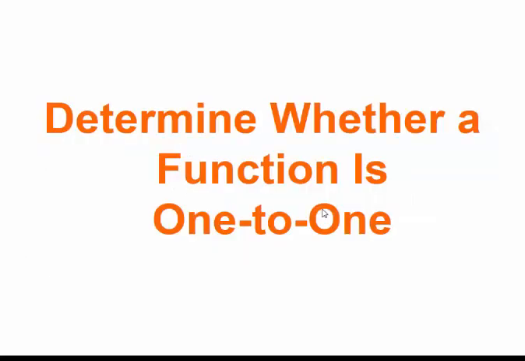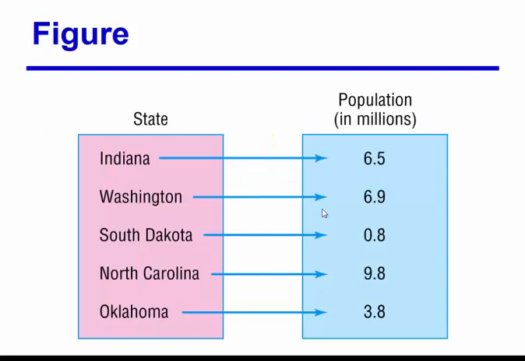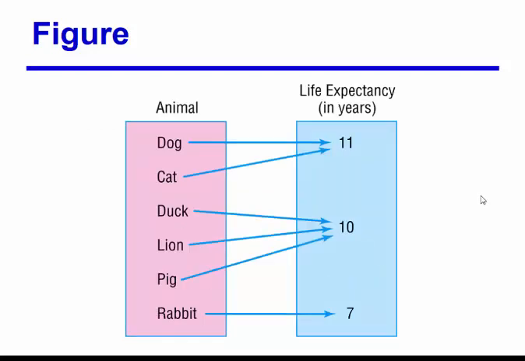So the first thing is determine whether a function is one-to-one. In this example, we can see that state is your domain, population is your range, and each individual element in the domain is mapped to one individual element in the range. So they're all paired up, and there's nothing left in either one of these sets. So this is an example of a one-to-one function.